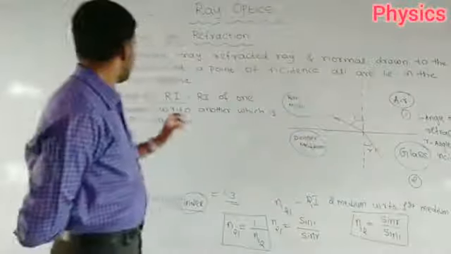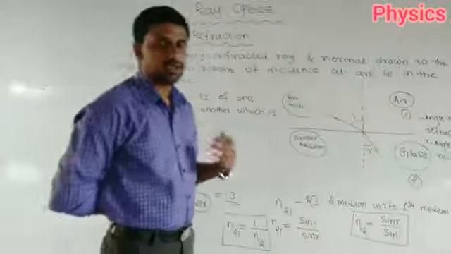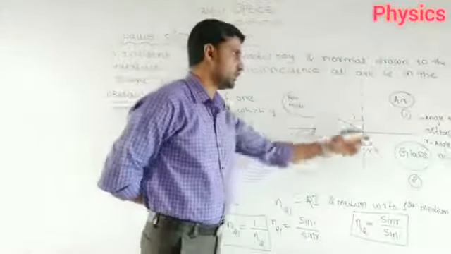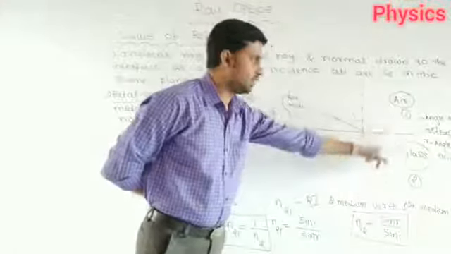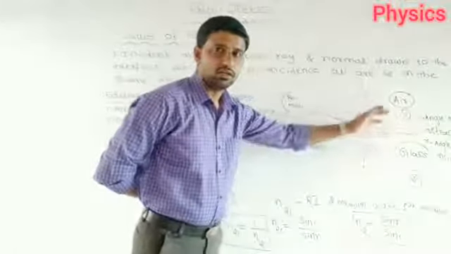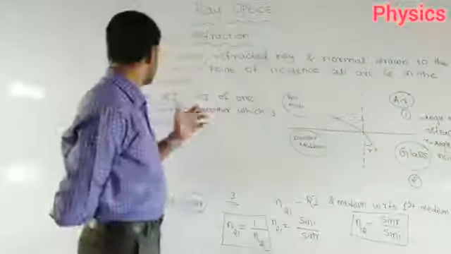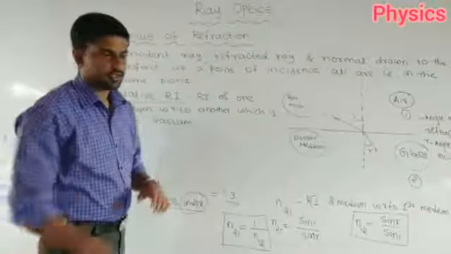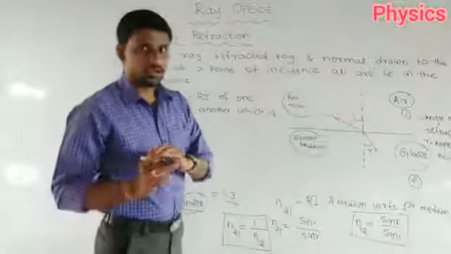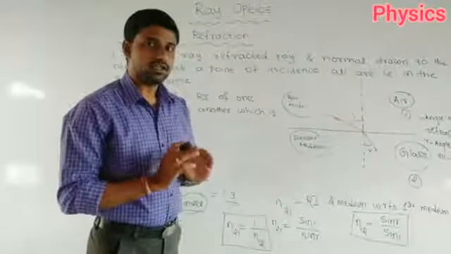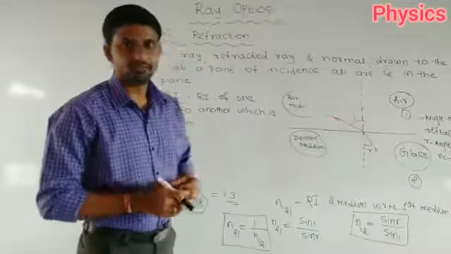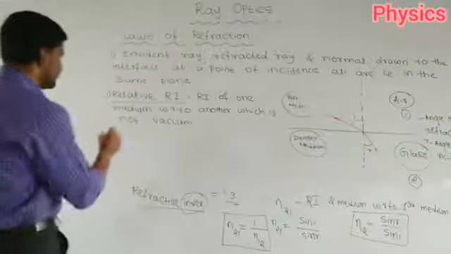So that type of refractive index is called a relative refractive index. You can take air and glass, air and water, glass and water, but you should not take a vacuum medium. Okay, then it is called a relative refractive index. Refractive index of one medium with respect to another medium, but the other medium is not the vacuum medium. That is the relative refractive index.